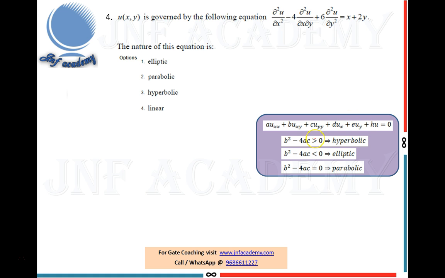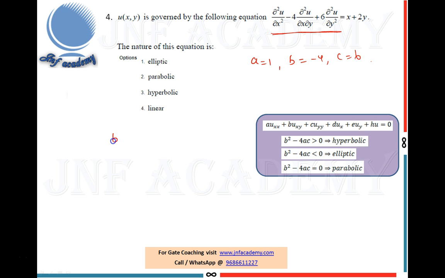If it satisfies the condition B² − 4AC greater than 0, then this PDE is said to be hyperbolic. If B² − 4AC is less than 0, then it is said to be elliptic. If B² − 4AC equal to 0, then it is said to be parabolic. So first, the given partial differential equation is this one. Here A equals the u_xx coefficient, that is 1. B equals the u_xy coefficient, this is −4. C equals the u_yy coefficient, this is 6.